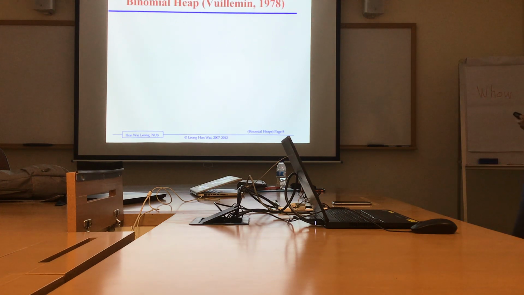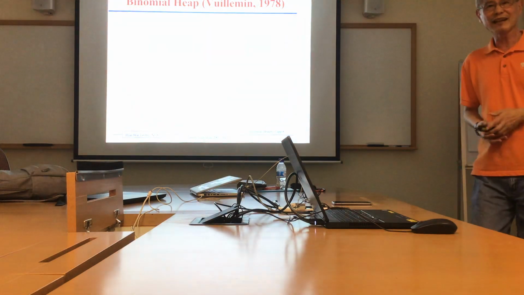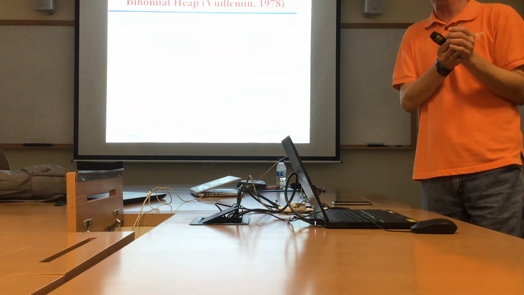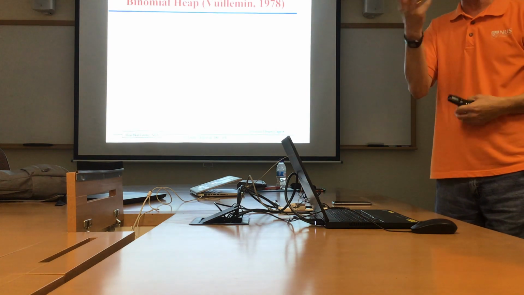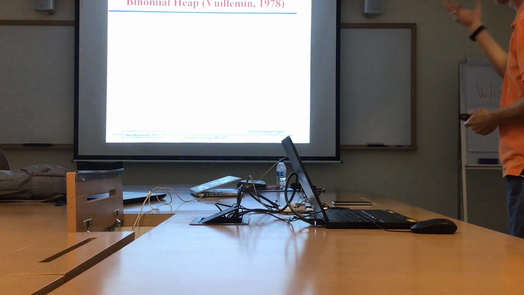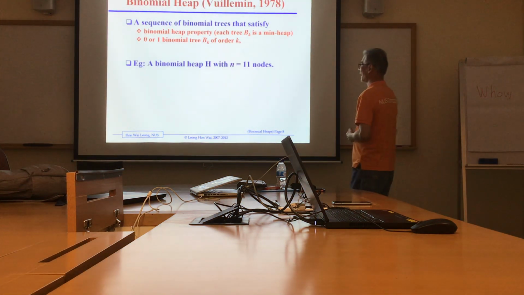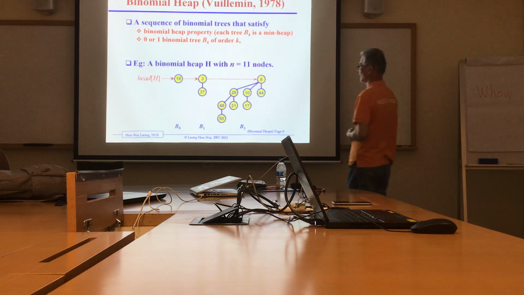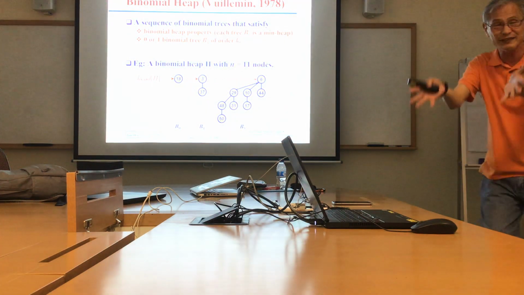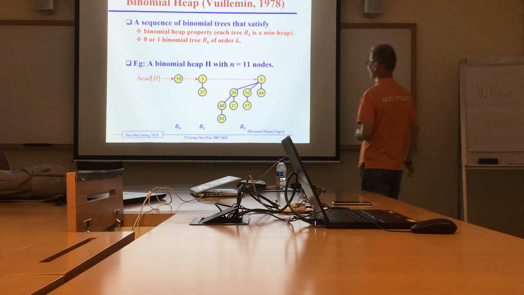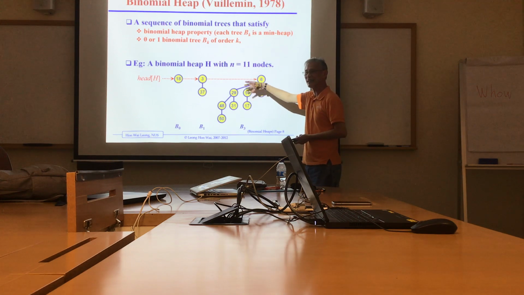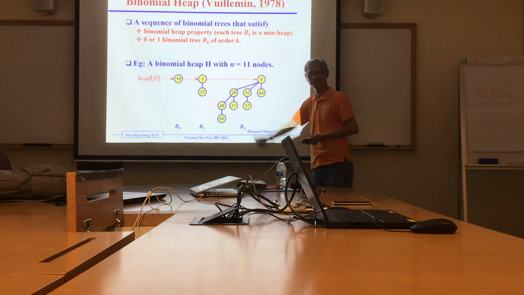But that gives me only trees of size 2 to the K for some K. So if I need a heap of size 13, what do I do? Well, if I need 11, for example, what I do, I'm just going to take one of size 8, one of size 2, and one of size 1. It is really like the binary representation of the number 11, isn't it? So everything about binomial can be thought of as how to take a number 11 and break it down into binary.